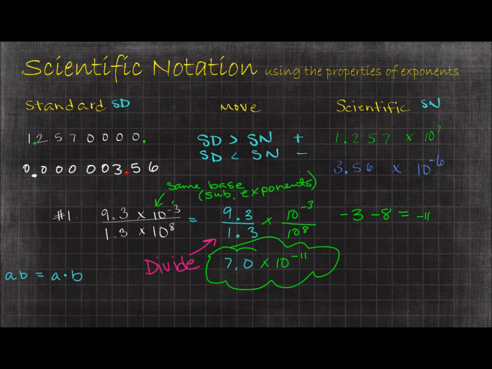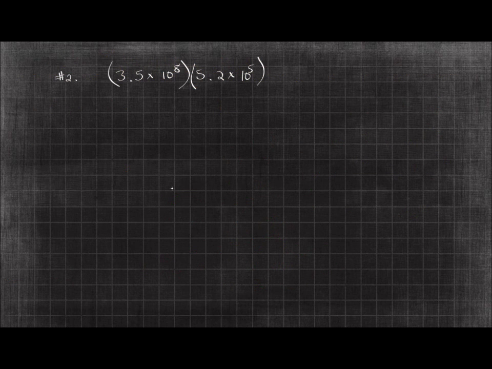Alright, let's look at another example. This one has to do with multiplying. Same properties apply. If I take the regular numbers, 3.5, and I multiply it times a 5.2, I end up with an 18.2. Then if I take my tens, you'll notice that this time I'm multiplying them together, so I need to add the exponents. So I end up with a 13. So I have 18.2 times 10 to the 13th.